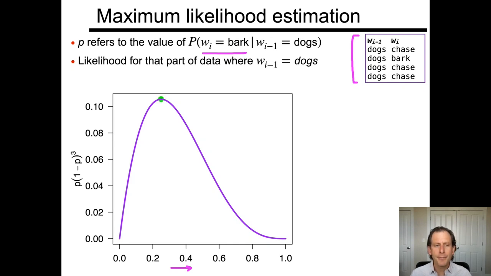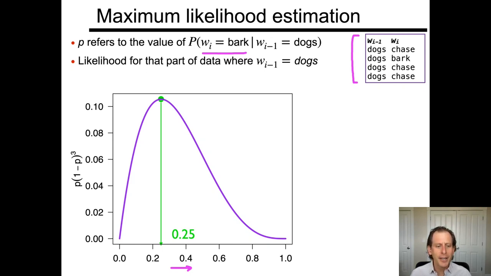Now, the method of maximum likelihood says that I want to set my parameters to the value that makes the data as likely as possible. So I want to set my parameters to the point where this curve is at its highest. That's this point that I've illustrated in green. And if I plot down, I find that this value of p is 0.25. That's exactly where the maximum likelihood is found.